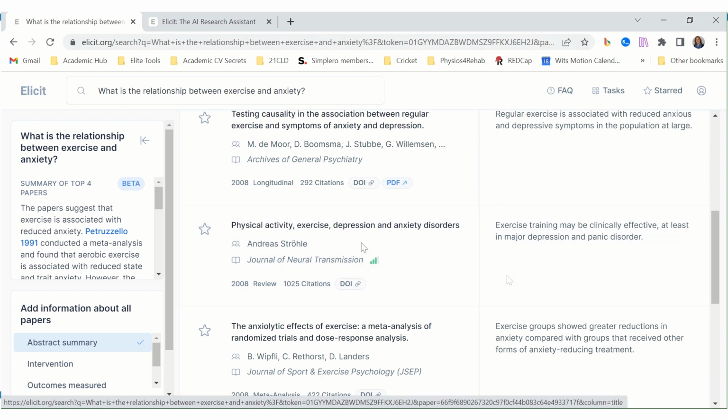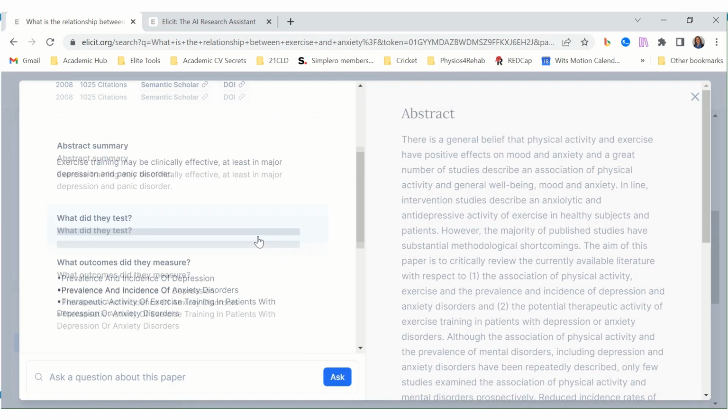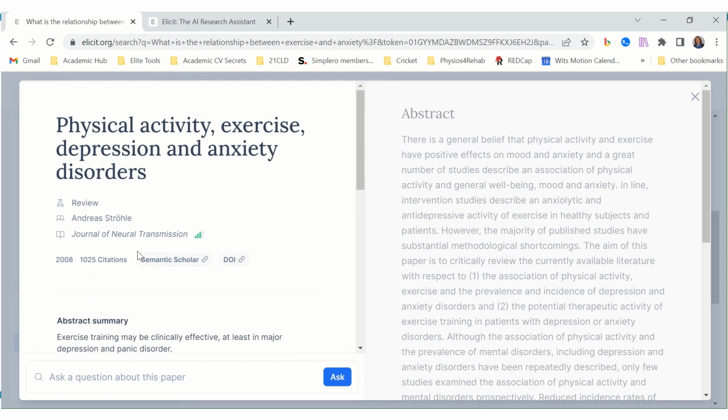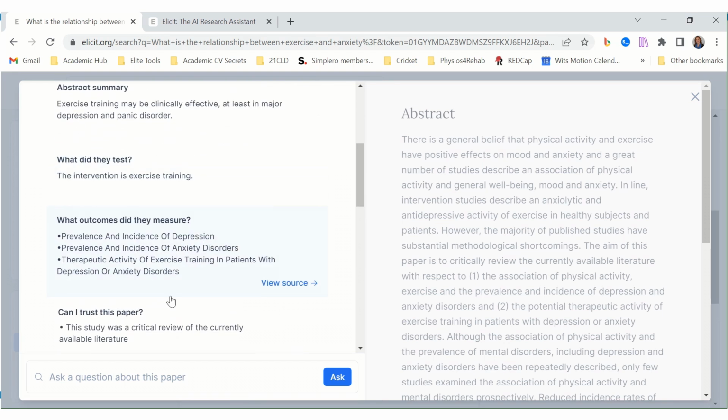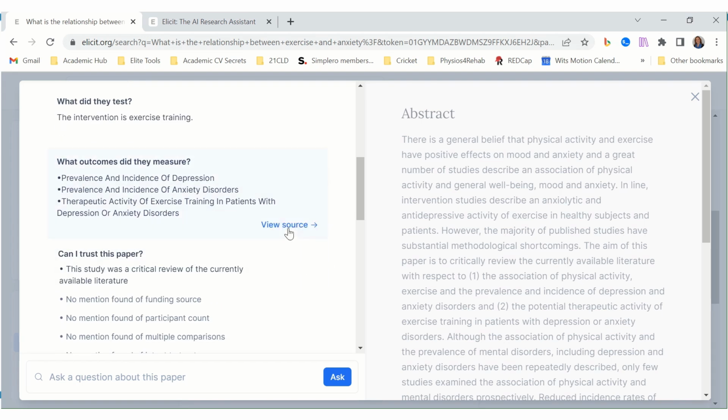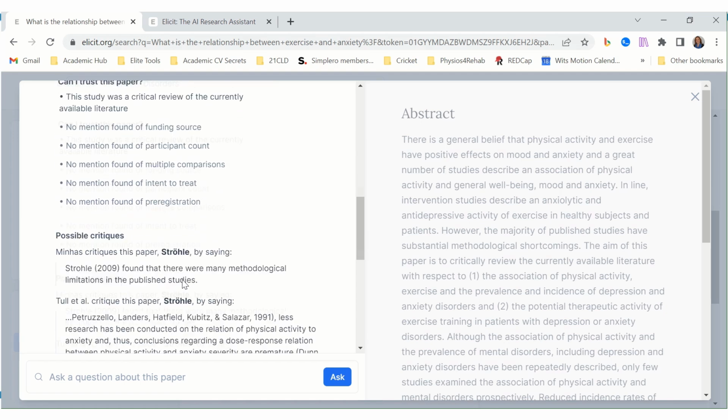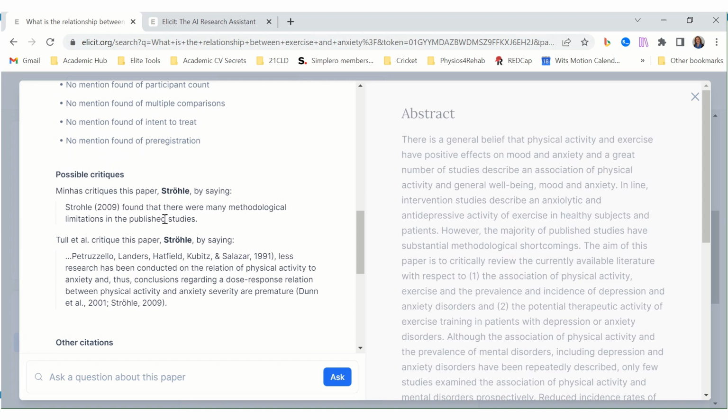Let's click on one of them. So here we have the article, information, DOI, it's even linked with Semantic Scholar. What outcomes did they measure? This is also very helpful. You can go and view the source inside the article. Possible critiques. This is very interesting.